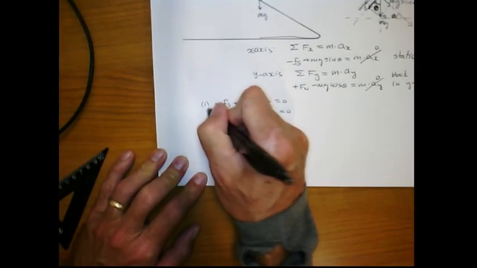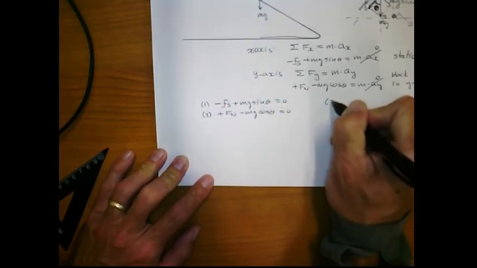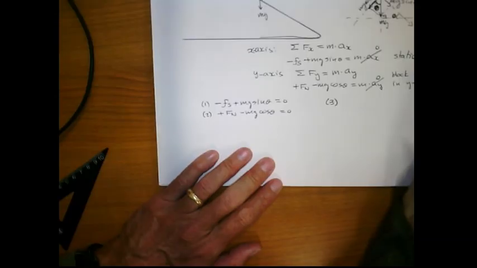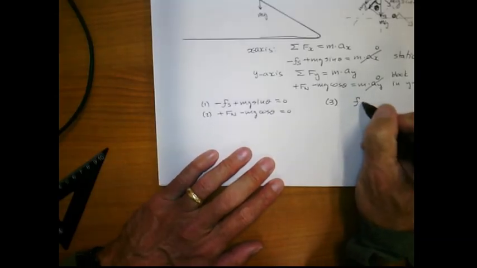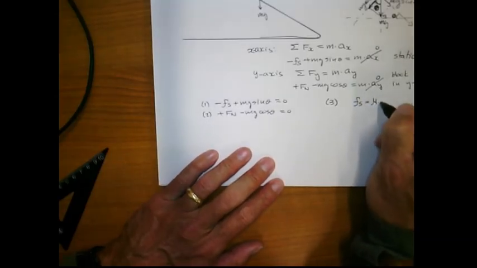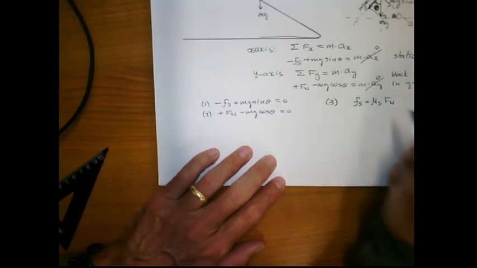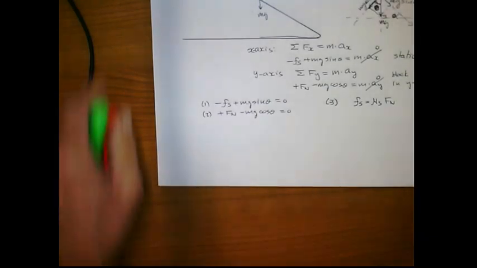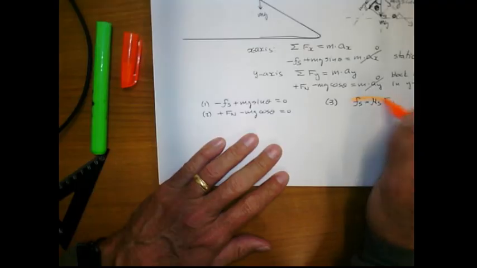this is going to be 1, this is going to be 2, and I got the third equation that relates a static friction with the normal force. This is an empirical equation that relates normal force and static friction.